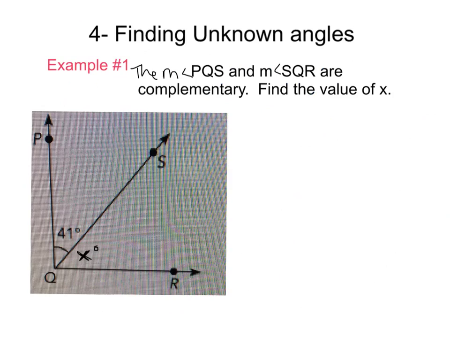So now we can use our understanding of the supplementary, the complementary, and adjacent angles in order to find unknown angles. So for our first example, we know that the measure of angle PQS, so right here, and the measure of angle SQR are complementary. So let's try to find the value of that missing X.